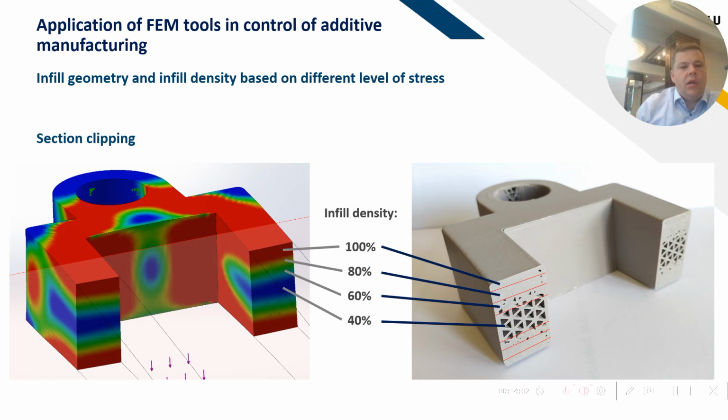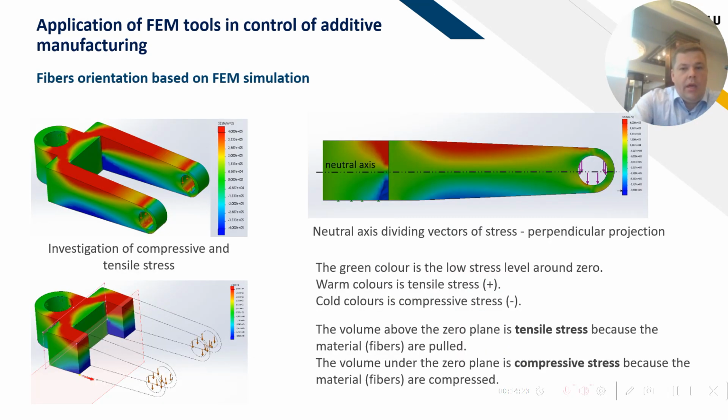Here you can see the application of infill geometry and infill density. The section clipping shows how stress levels are distributed through the component and how it looks in the real component after the production process. And we can also use the second tool of this FEM analysis, which is used for fiber orientation.